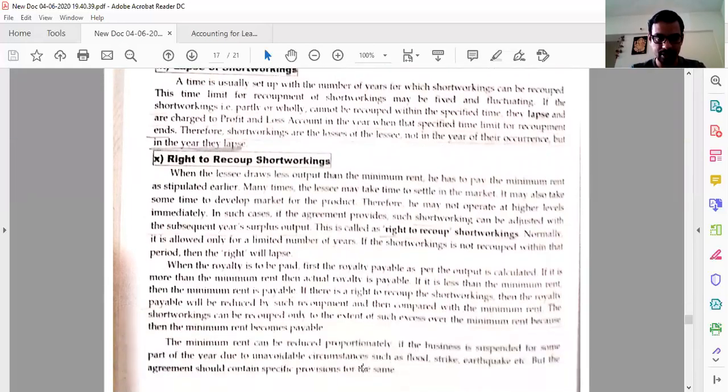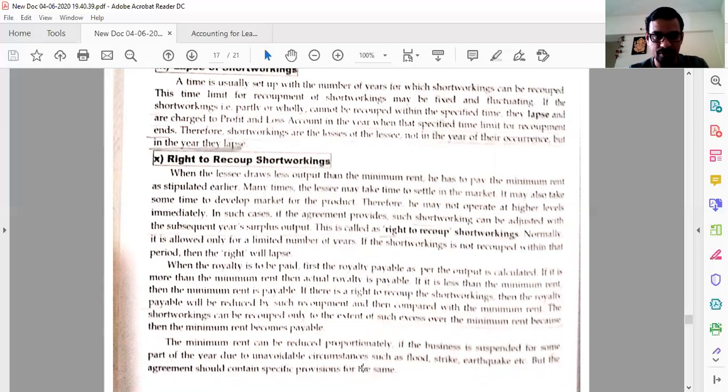The right to recover short workings. When the lessee draws less output than a minimum rent, he has to pay the minimum rent as stipulated earlier. Many times the lessee may take time to settle in the market. It may also take some time to develop a market for the product. Therefore, he may not operate at higher levels immediately. In such cases, if the agreement provides, such short workings can be adjusted with the subsequent years' surplus output. This is called the right to recover short working.